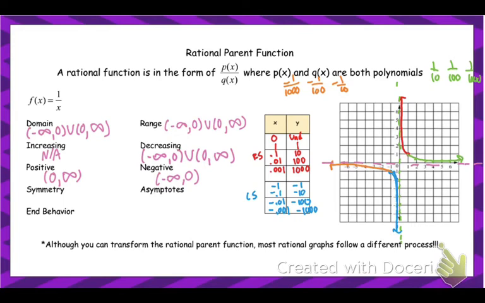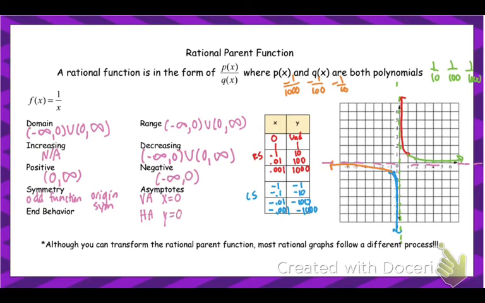Symmetry on this graph, this is actually an odd function. Remember, algebraically, if I evaluate f of -x, I get -1/x, which is negative f of x. So this is an odd function, which means it has origin symmetry. Asymptotes we already talked about. This graph has a vertical asymptote at x equals 0. And there is a horizontal asymptote at y equals 0.